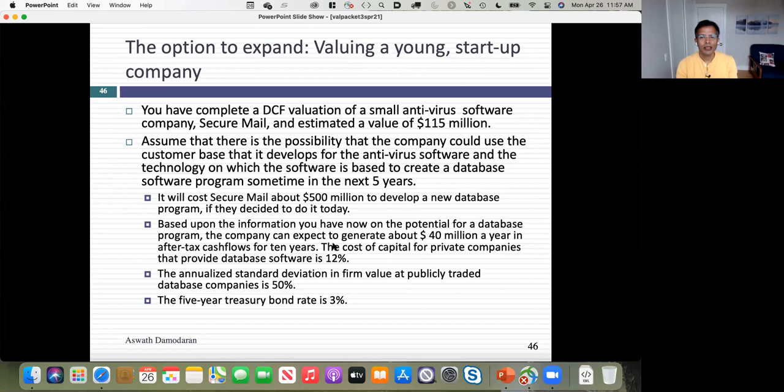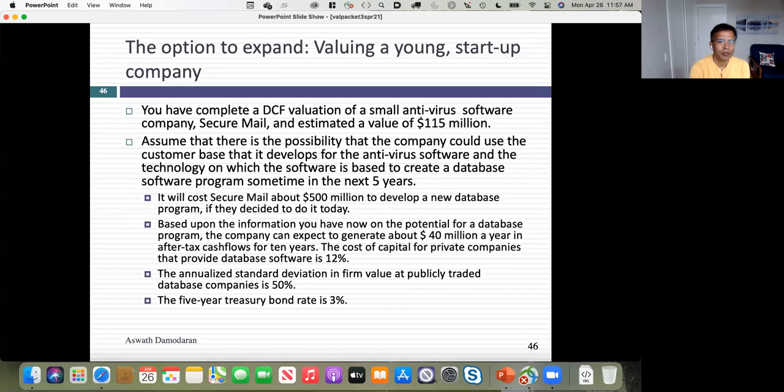If I stop right there, you're saying, this is stupid. You're going to spend $500 million to produce a software, and you make 40 million for the next 10 years. You don't even have to do discounting to see this is a negative net present value project. But then I say, you know what? There's a lot of uncertainty in this business. That 40 million could become 80 or 100 million a year, 2 years from now. In fact, the uncertainty is captured in a standard deviation of 50% in that value. The risk-free rate is 3%. So right now, my DCF value is 115 million.